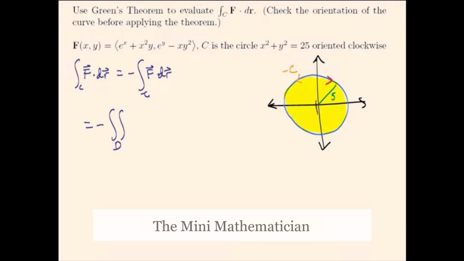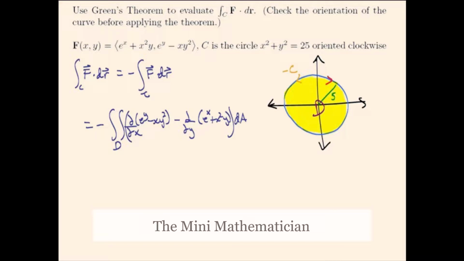So again, we call that D, and we're going to integrate then. Green's theorem says we integrate the partial of our second component function with respect to x. So we're going to take the partial of e to the y minus x y squared with respect to x, minus the partial with respect to y of the first component function, what we sometimes call P. So that's going to be the partial with respect to y of e to the x plus x squared y, integrating all this dA, A being the area of that domain D.